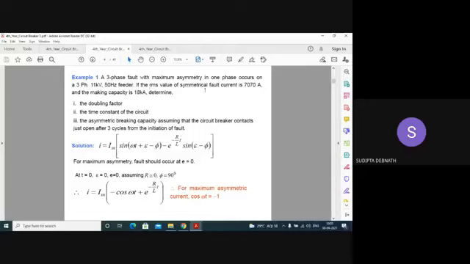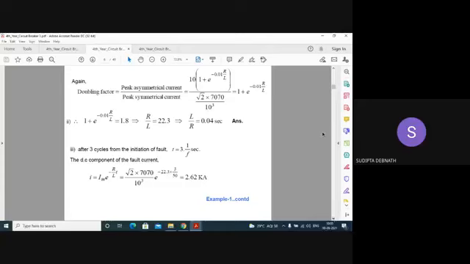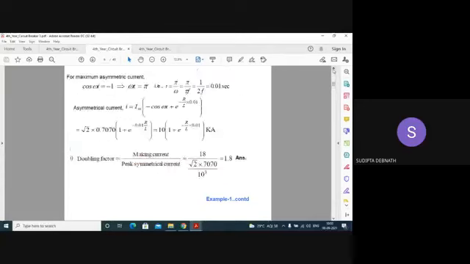This is the voltage rating of the circuit breaker. The RMS value of symmetrical fault current is 7070. This is a symmetrical fault current. Actually, the fault current is asymmetrical in nature. It is the vector summation of the symmetrical component and the DC component. From this expression you can understand. We'll show it later on.